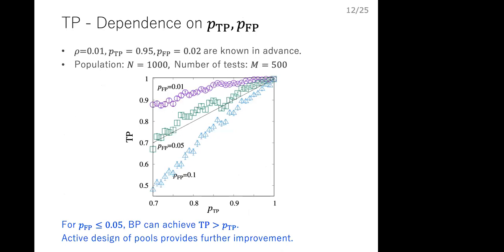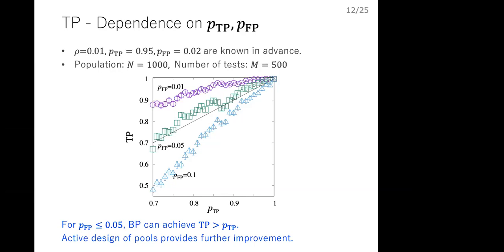We focus on the PTP and PFP dependence of TP. In this figure, TP as a function of PTP is shown for different values of PFP. In this parameter region, the BP algorithm gives larger TP than PTP. And this diagonal line denotes the relationship TP equal to PTP. The dots over this line mean the group testing gives larger TP than PTP. Namely, the identification of infected patients with smaller false negative error is achieved using 500 tests when PFP is smaller than 0.05 in this parameter region. The active pooling method shown later provides further improvement.